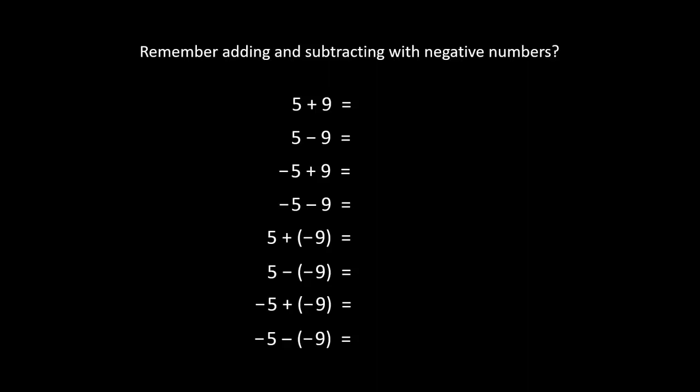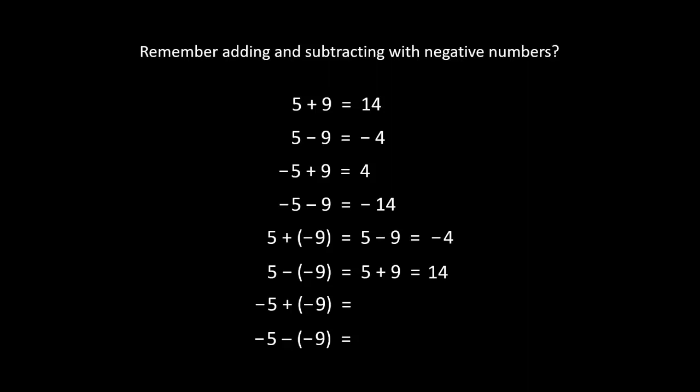So just to remind you, 5 plus 9, well, we know that, that's 14. 5 minus 9 is going to be minus 4. Minus 5 plus 9 will be plus 4. Minus 5 minus 9 will be minus 14. We're starting at minus 5 and we're going further negative 9 in that case. Now 5 plus brackets minus 9 is the same as 5 minus 9, and we've got that above, it's minus 4. 5 minus minus 9 is the same as 5 plus 9, which is 14.